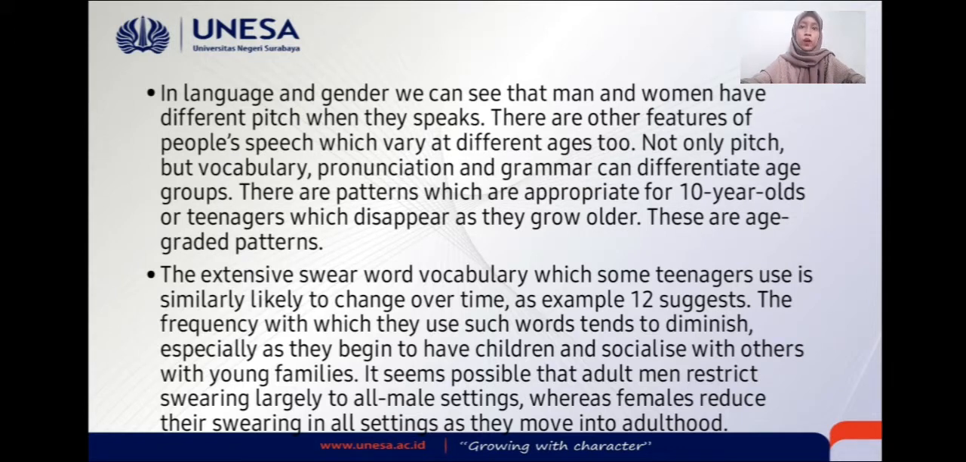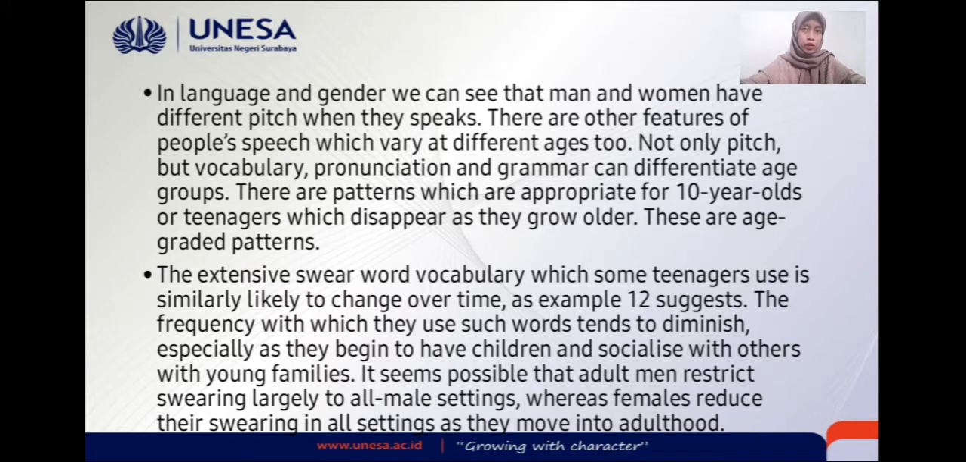The extensive swear word vocabulary which some teenagers use is similarly likely to change over time. As example 12 suggests, the frequency with which they use such words tends to diminish, especially as they begin to have children and socialize with others with young families. It seems possible that adult men restrict swearing largely to all-male settings, whereas females reduce their swearing in all settings as they move into adulthood.